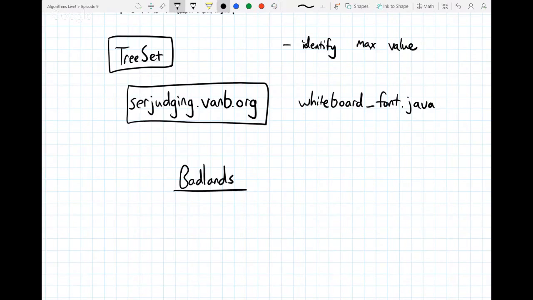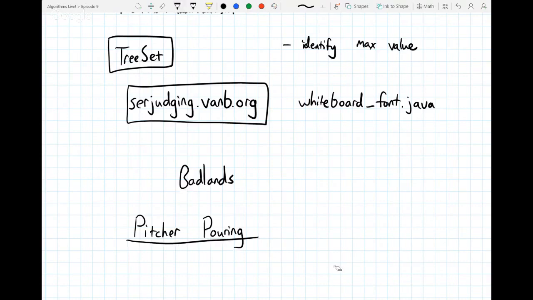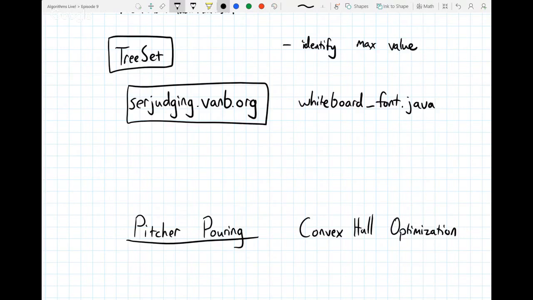And so next week on Algorithms Live, what we'll be covering is talking a little bit more about solution bags. I'm going to go over an algorithm called pitcher pouring. And you're going to see another technique for using solution bags. And then the week after that, I'm going to cover convex hull optimization. Which is also something I consider solution bags.